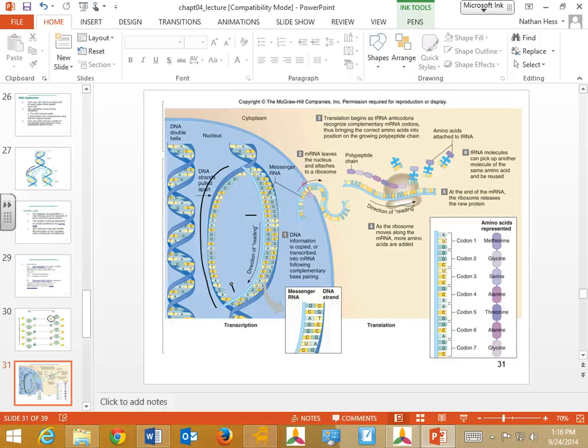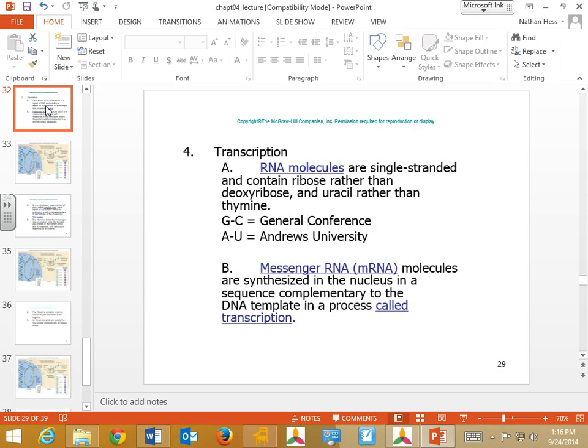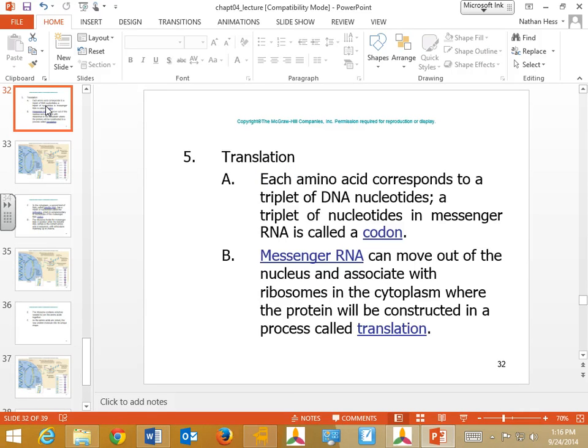Pairing up, if you have a C, I put a G. If I've got a T, I'm going to put an A. If I've got an A, I put a U for messenger RNA, right? Changes it. So that's my messenger RNA, inside the nucleus, right? And we call that process transcription. It was on the last slide.